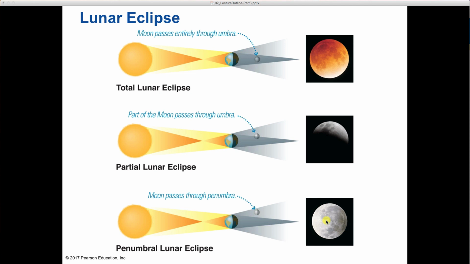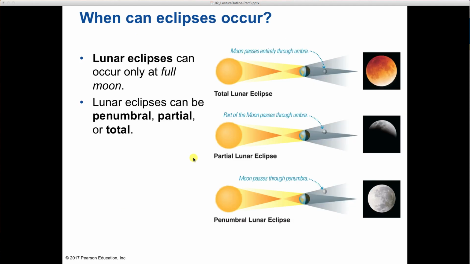This is pretty frequent. So those are the three main types of lunar eclipses: the total lunar eclipse, the partial lunar eclipse, and the penumbral eclipse. And then when can they occur? They can only, of course, occur at a full moon. The moon has to be full. It has to be on the opposite side of the Earth from the sun. And then you get these three different eclipses. A lunar eclipse will not happen at any other phase, quarter phase, anything. It has to be a full moon.